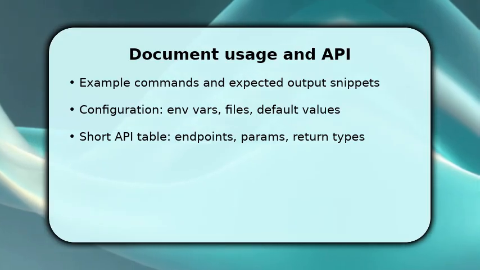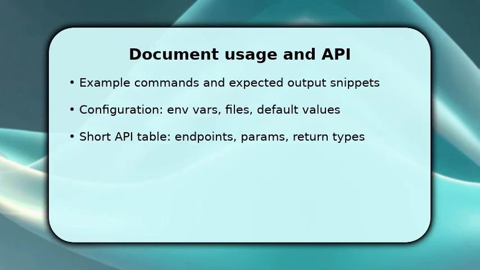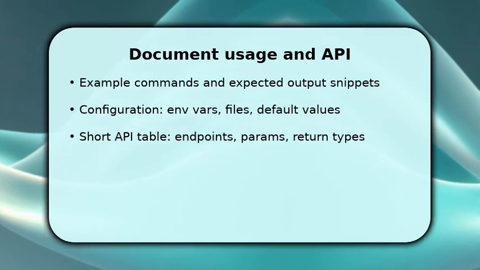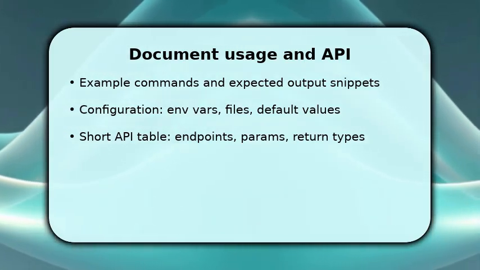Finally, document key APIs or CLI flags in a tiny table format. This reduces back and forth and lets developers integrate your work without reading source code line by line.